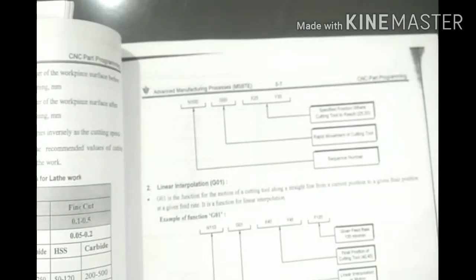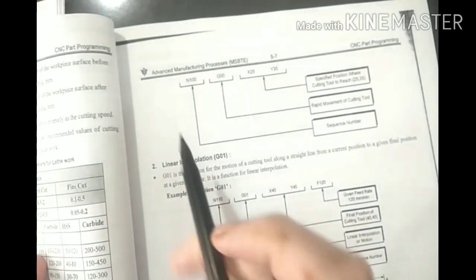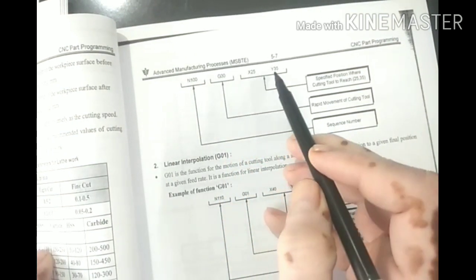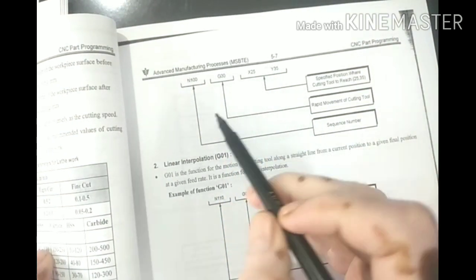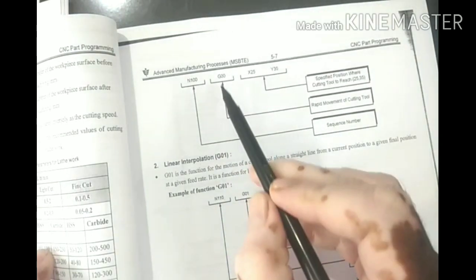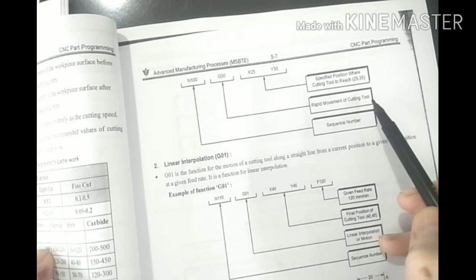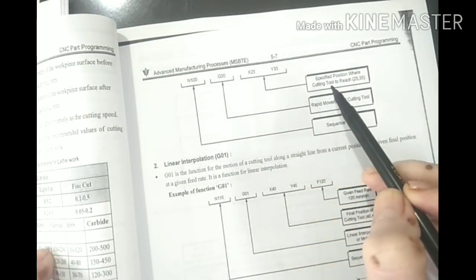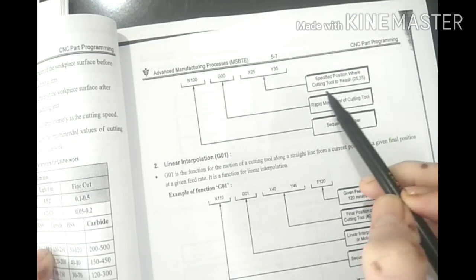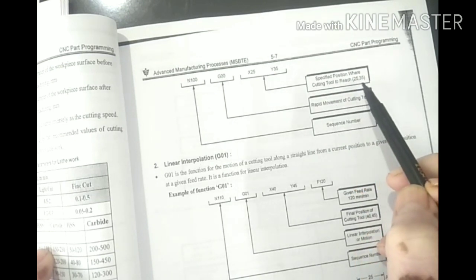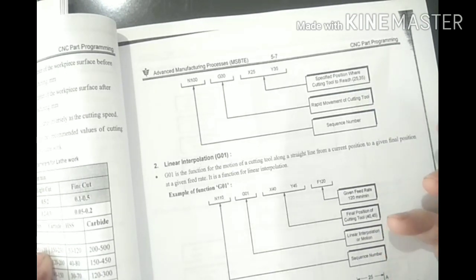While writing the program, you can write like this: N100 G00 X25 Y35. So N100 means a sequence number, G00 means a rapid movement of cutting tool, and X25 Y35 means the specified position where the cutting tool reaches, means X-axis movement 25 and Y-axis movement 35.